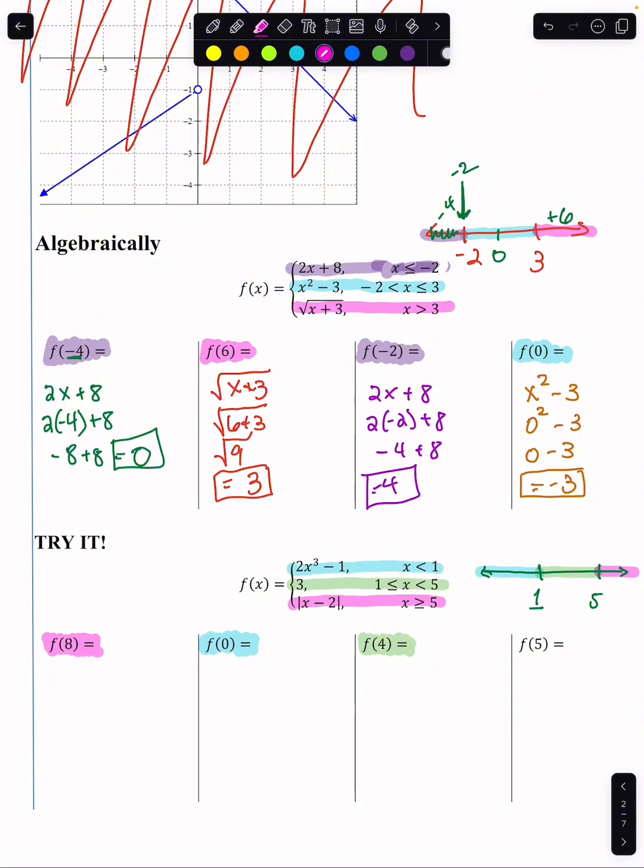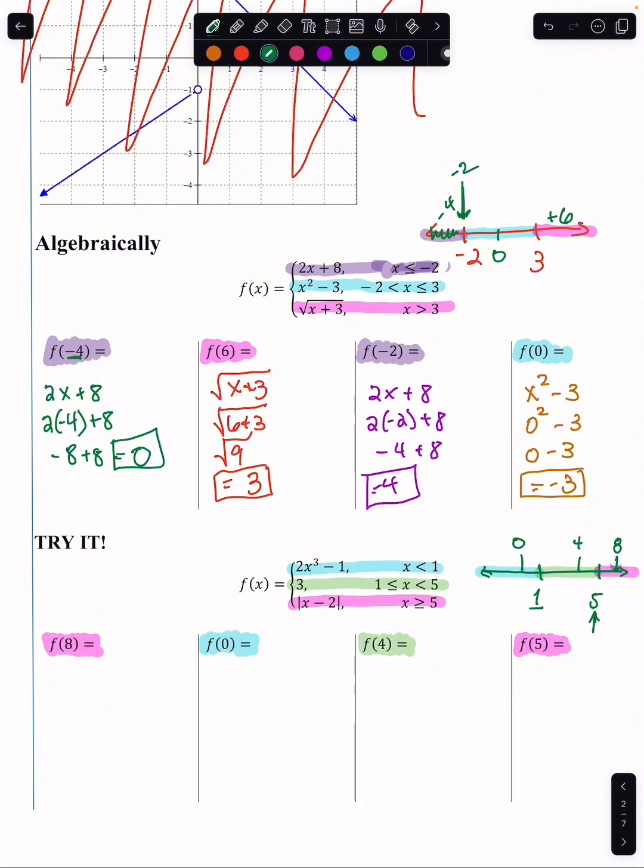Okay, so let's put our numbers in right here. 8 falls here. Oops, sorry. I don't want to highlight it right there. 8 is about right down there. 0 is over here on a number line. 4 is in between 1 and 5. 4 is about right here. And 5 is right here on the dot, so that's the equal to, okay?